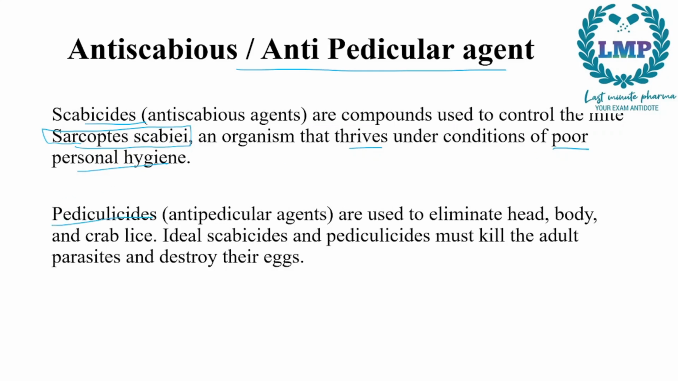Next is pediculicides. Pediculicides, also known as antipedicular agents, are used to eliminate head, body and crab lice. There are three types of lice: head, body and crab lice. So it is used to eliminate all three types of lice. An ideal scabicide and pediculicide must kill the adult parasite as well as destroy their eggs.